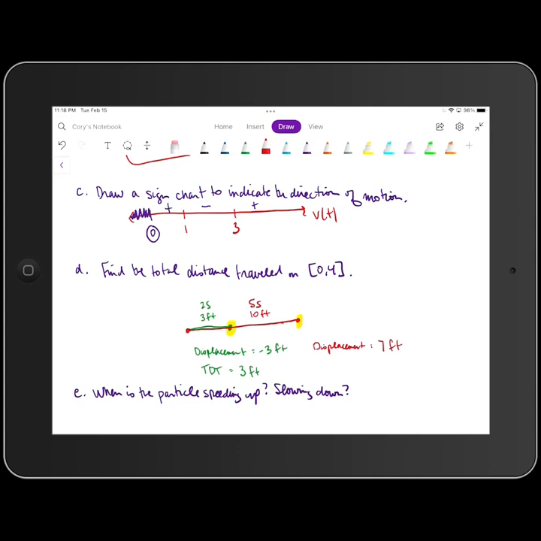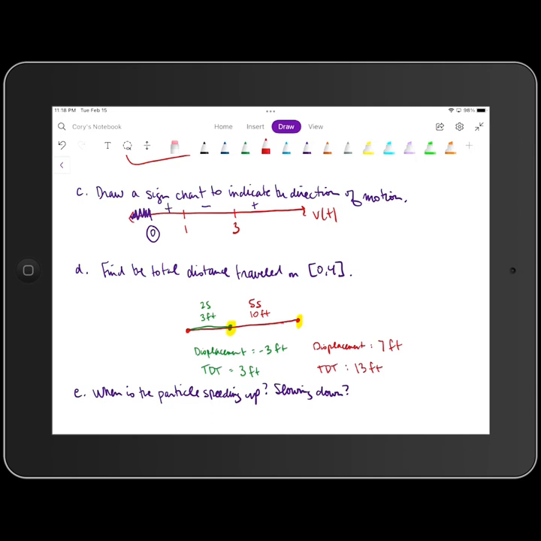Okay, if we want to calculate the total distance traveled in those 7 seconds, we are going to take 3 feet plus 10 feet, which gives us 13 feet. Now, how did we make that calculation? Well, we made that calculation by taking the absolute value of the displacement traveling in each direction.